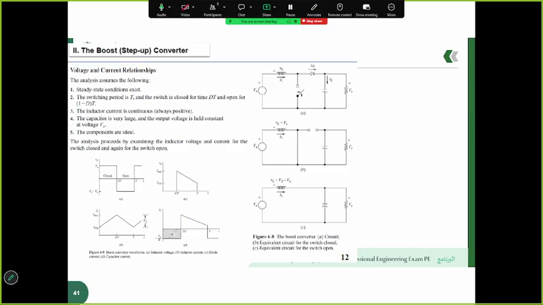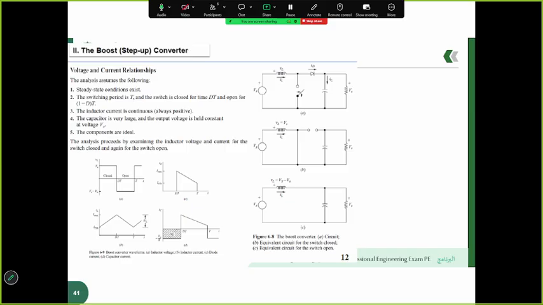When the switch is open, for the remaining time, 1 minus D times T, the energy stored in the inductor is released. The inductor voltage reverses polarity, and the inductor acts as a source in series with the input voltage. This combined voltage Vs plus VL is applied to the output, charging the capacitor and supplying the load. The voltage across the inductor during this phase is VL equals Vs minus Vo.